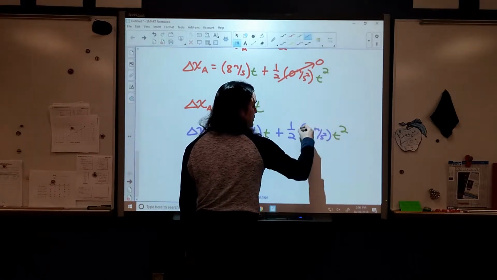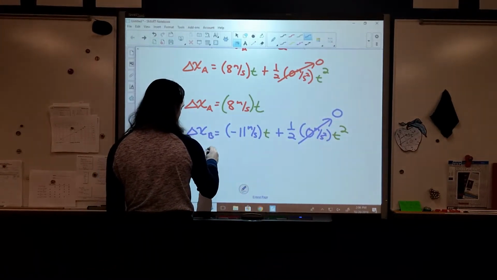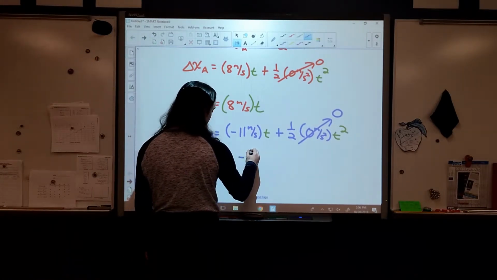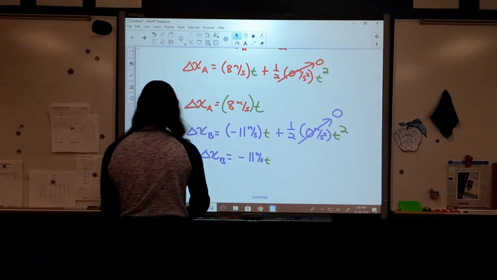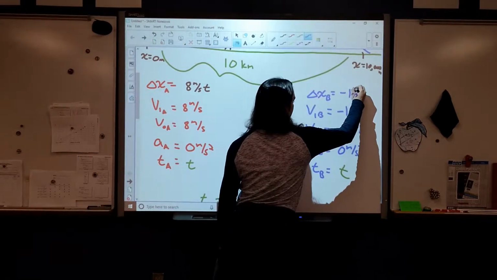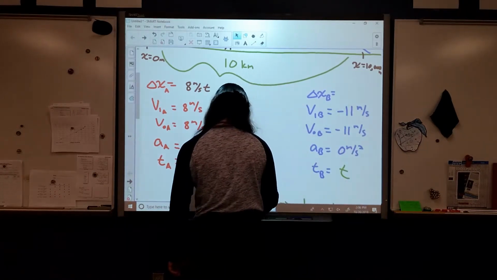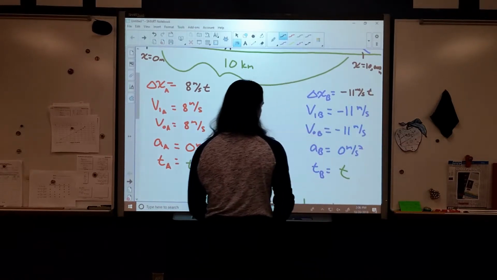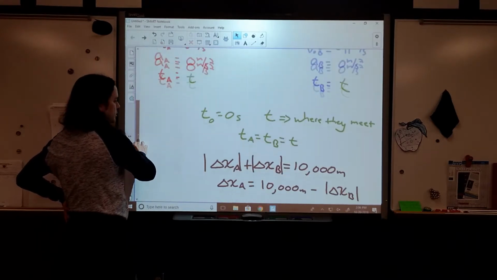Once again, since there is no acceleration, our acceleration is 0, that last term disappears, and we find that the displacement of runner B is equal to, well, negative 11 meters per second times time. Okay, well, I can fill that in. Negative 11 meters per second. Oh, let me do this in black so that we draw attention to the fact that it's not an actual number. It's something that we need to know the time on. Okay, that's fine. All right.